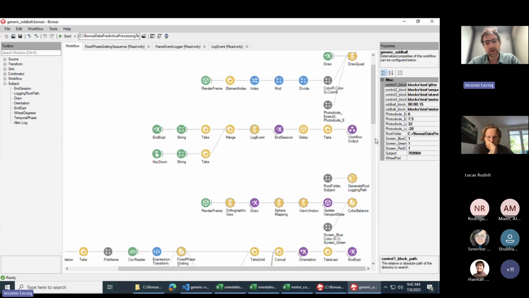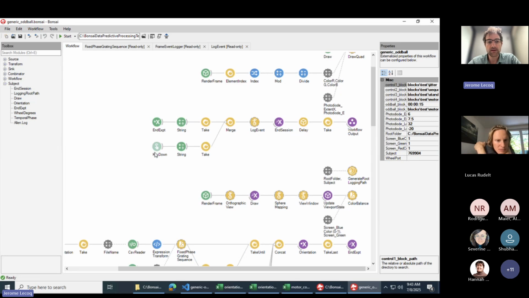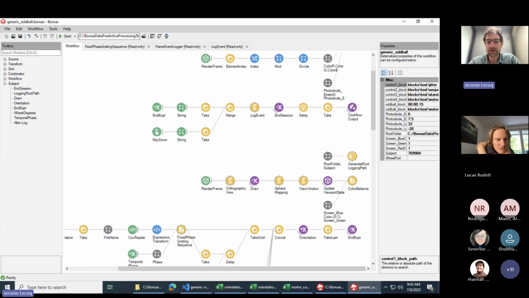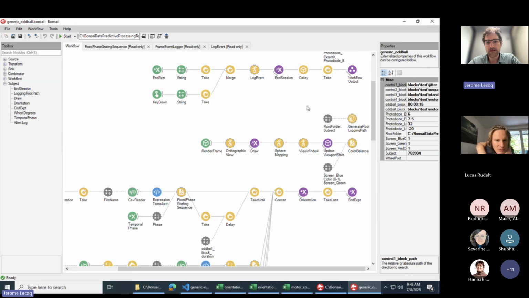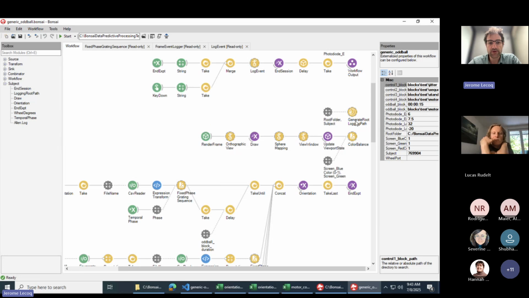Then this row here is used for ending the experiment manually. So you can either trigger the end or press a key on the keyboard so that you can end it. So this is just by pressing the end key of the keyboard. And so that's why it's sent to the workflow output to end the whole experiment. Then this is setting up a folder on the machine where we store the data.